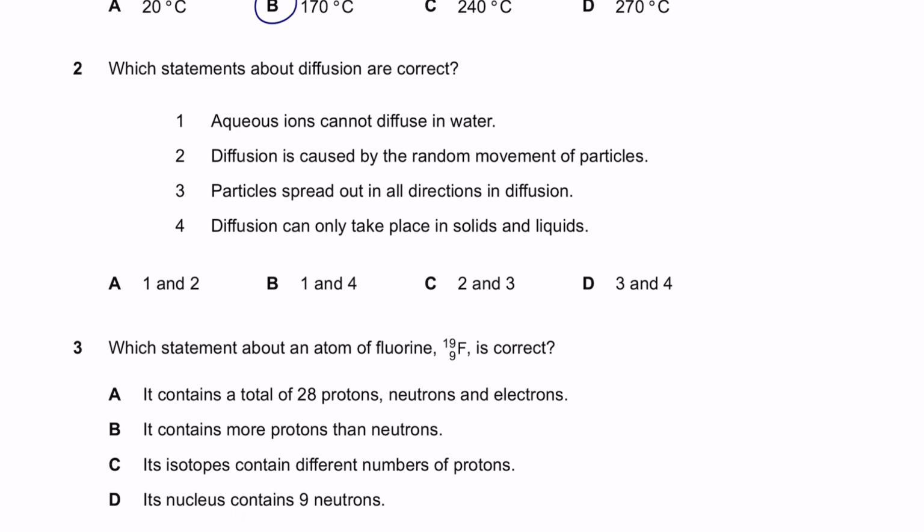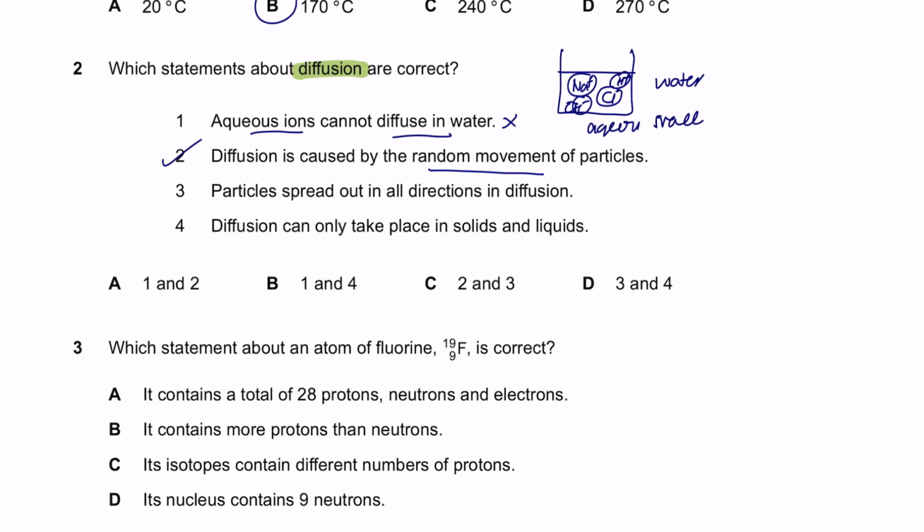Next, question 2. Which statements about diffusion are correct? Statement 1 says that aqueous ions cannot diffuse in water. This is wrong. For instance, if you have sodium chloride and then you mix it with water, it can indeed become an aqueous sodium chloride solution. Statement 2 says that diffusion is caused by the random movement of particles. This is correct, and particles will spread out in all directions in diffusion. Correct, you also learned this in physics, which is called Brownian motion.